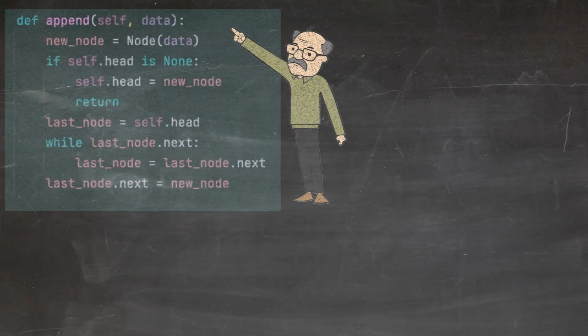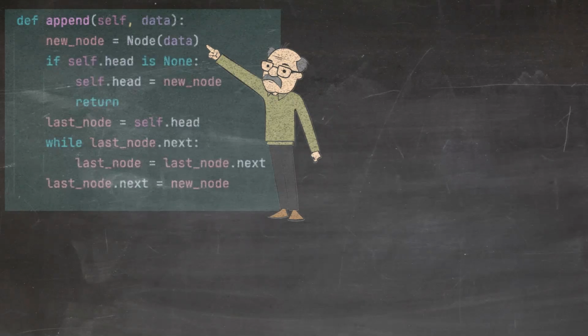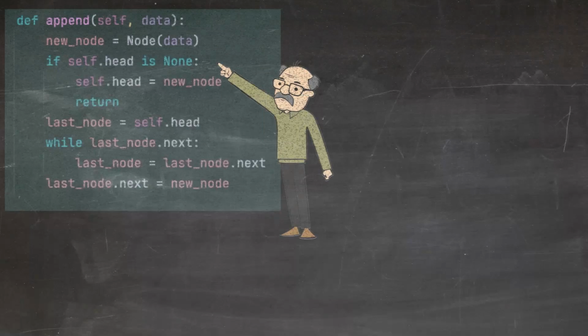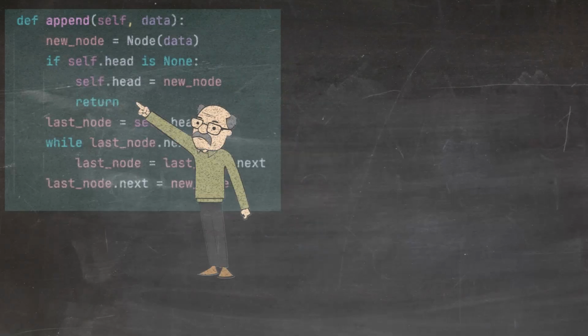In our previous example, we used append to add new elements at the end of the list. Let's see how this works in Python first. Our append function is called with some data. So the first thing we do is we create a new node. If the head is pointing to None, then that means the list is empty. So all we have to do is point the head at the new node and we're done.